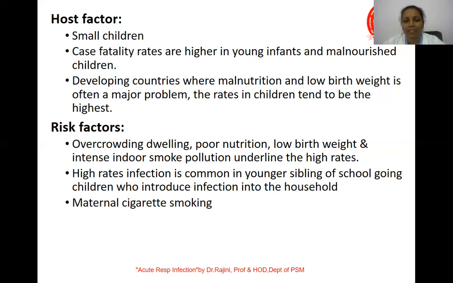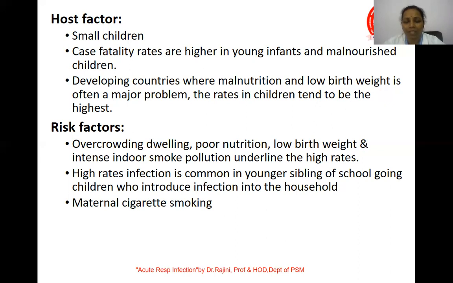High rates of infection are common in younger siblings of school-going children, who introduce infection to the household. When children start to go to school, they are exposed to other children and might get this infection. From there they take the infection and come back and give their siblings the infection. And maternal cigarette smoking is also another cause for this acute respiratory tract infection. So we should keep it in mind.